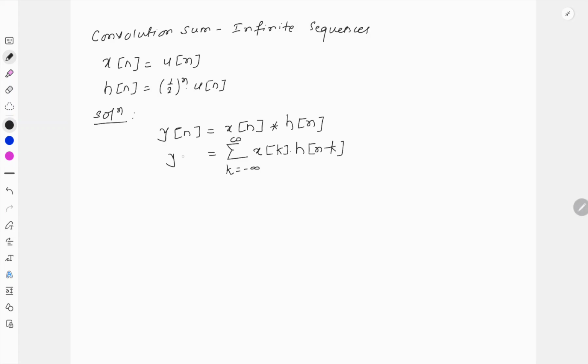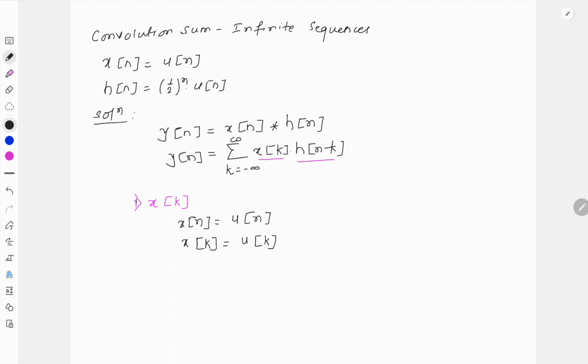So, to find y of n, we need to make use of this equation, and in this equation we have x of k and h of n minus k. Our first task is to represent x of n in terms of x of k. To obtain that, we need to have x of k. From the given equation, x of n is given as u of n. Therefore, x of k will be equal to u of k.